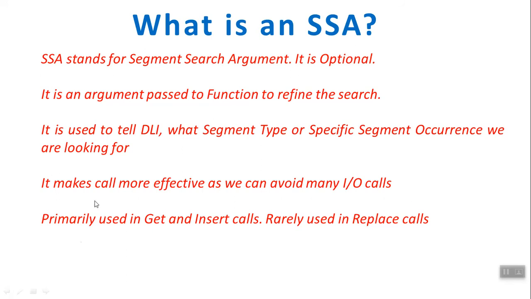So what is the use of SSA? It makes the call more effective as we can avoid many IO calls. If you don't use SSA, you have to scan unnecessary segment occurrences. But if you use SSA, you are going to reduce the number of IO calls. It makes the program more efficient. If you give SSA in a program, we call it a qualified call. If you don't give SSA in a program, we call it an unqualified call.